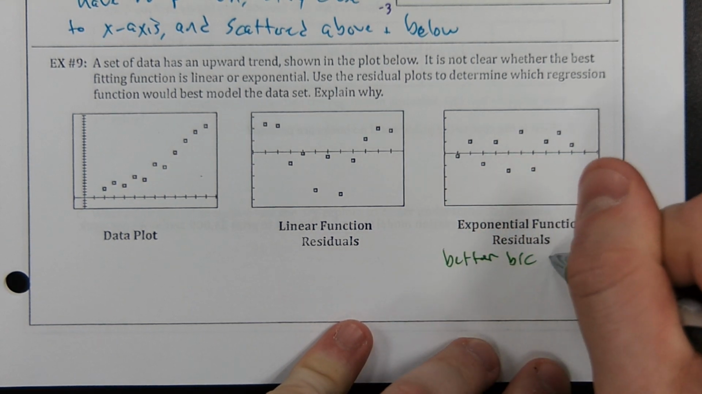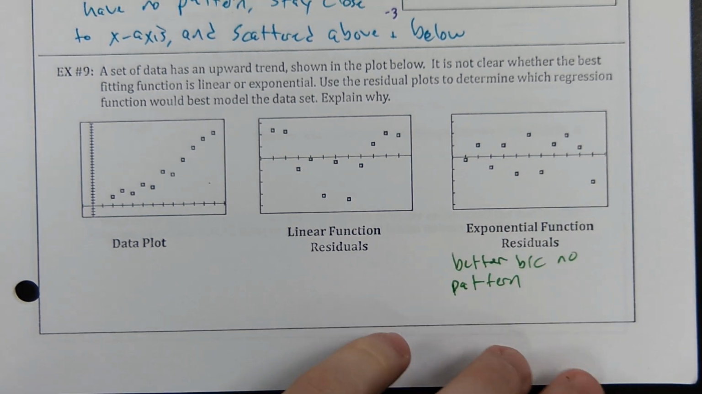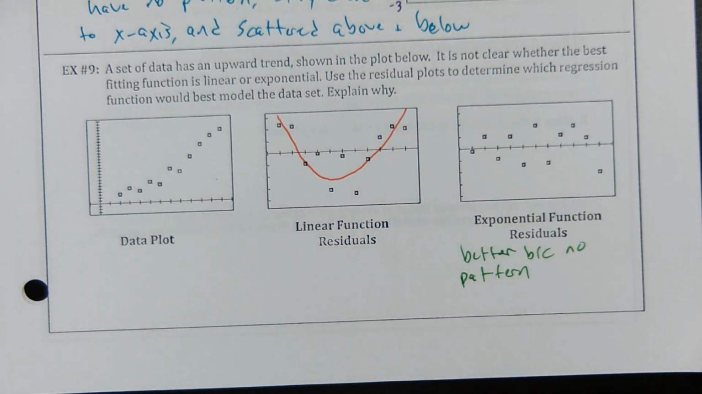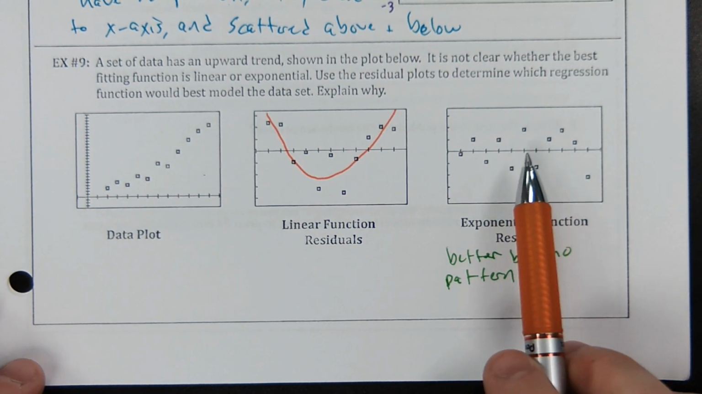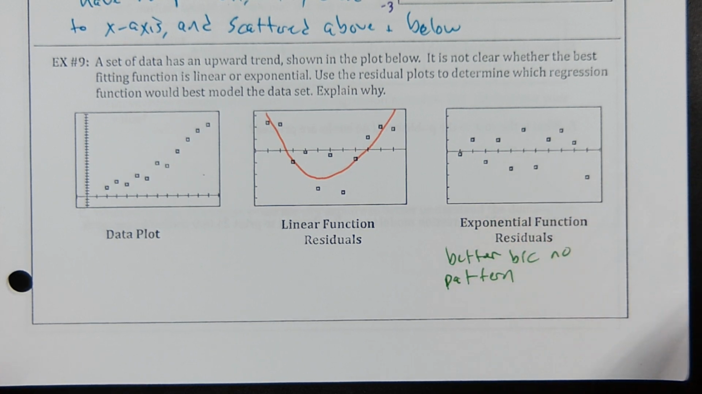So better because no pattern. And I'd say this kind of has somewhat of a quadratic pattern. And again, spread relatively evenly above and below, scattered, stayed pretty close.